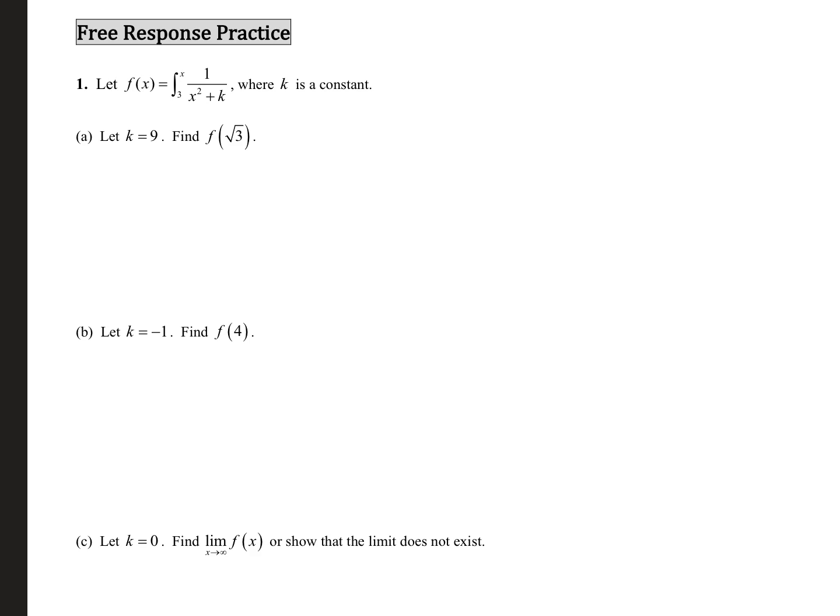All right, so now here we get to the FRQs. So the first thing it wants is f of root 3 if k is equal to 9. So first plugging in both of those things. So we're going to be integrating from 3 to root 3 of 1 over x squared plus 9. Now that's your arc tangent. So we're going to have this is going to be 1/3 arc tangent of x over 3 evaluated from 3 to root 3.